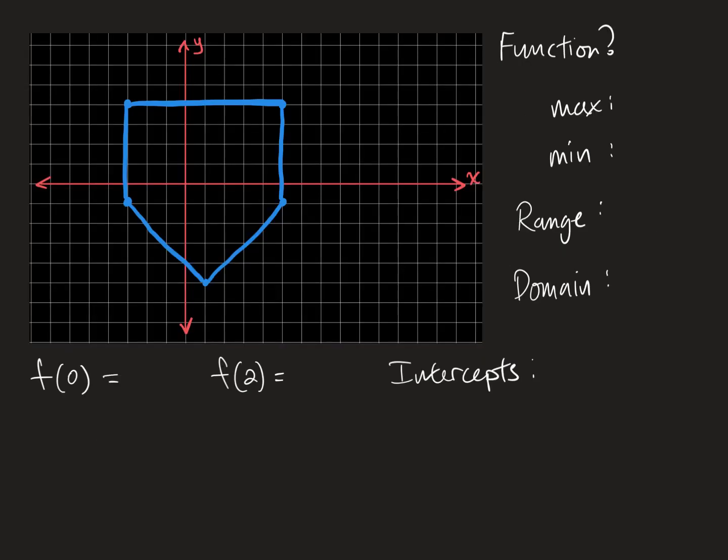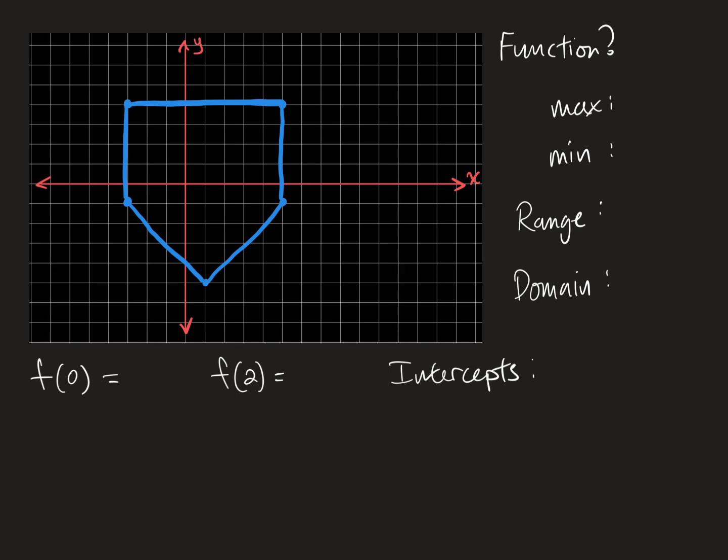As promised, here is a graph. Now I want to point something out very quickly: when I refer to the graph, I am referring to this blue plot here on the coordinate plane. The red x-axis and y-axis, I don't refer to those as the graph. I am simply referring to the blue ink here.